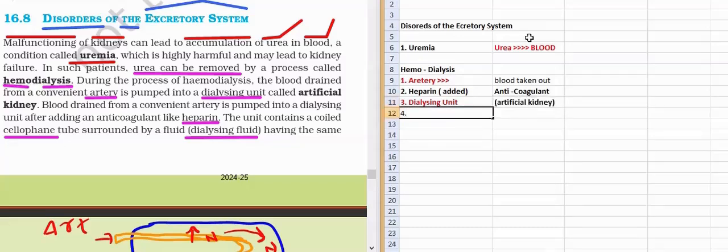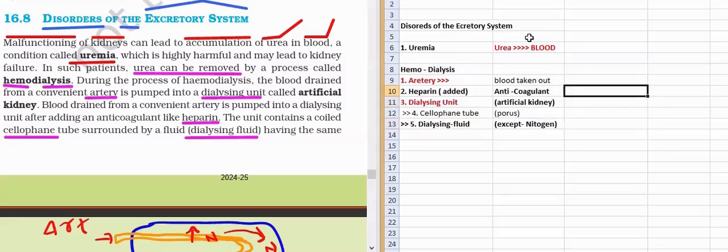Next, fourth. Two things will be there. One is the cellophane tube. Fifth, it has dialysing fluid. So what is the cellophane tube's specialty? It is porous in nature. It has holes. The dialysing fluid, except for nitrogen, is equal to the blood. So this is enough. Try to remember.